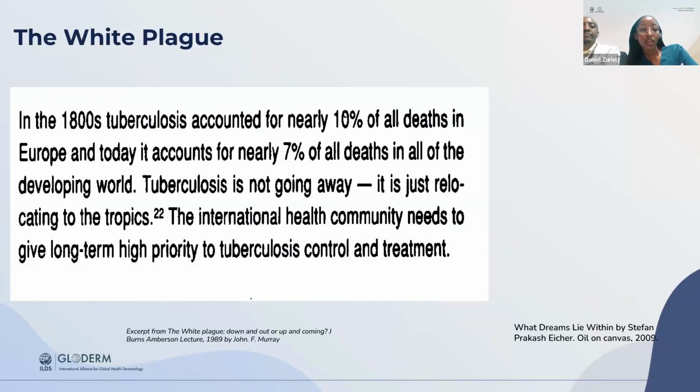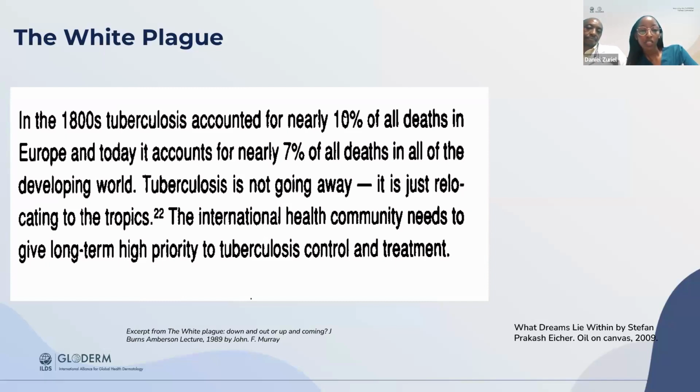In the 1800s, tuberculosis accounted for nearly 10 to 20% of all deaths in Europe. And as of 1989, when this particular paper was written, it accounted for nearly 7% of all deaths in the developing world. There's a doctor by the name of Dr. John F. Murray, and he gave a lecture in the late 90s. He highlighted in his lecture that tuberculosis was really not going away, but rather relocating to the tropics.